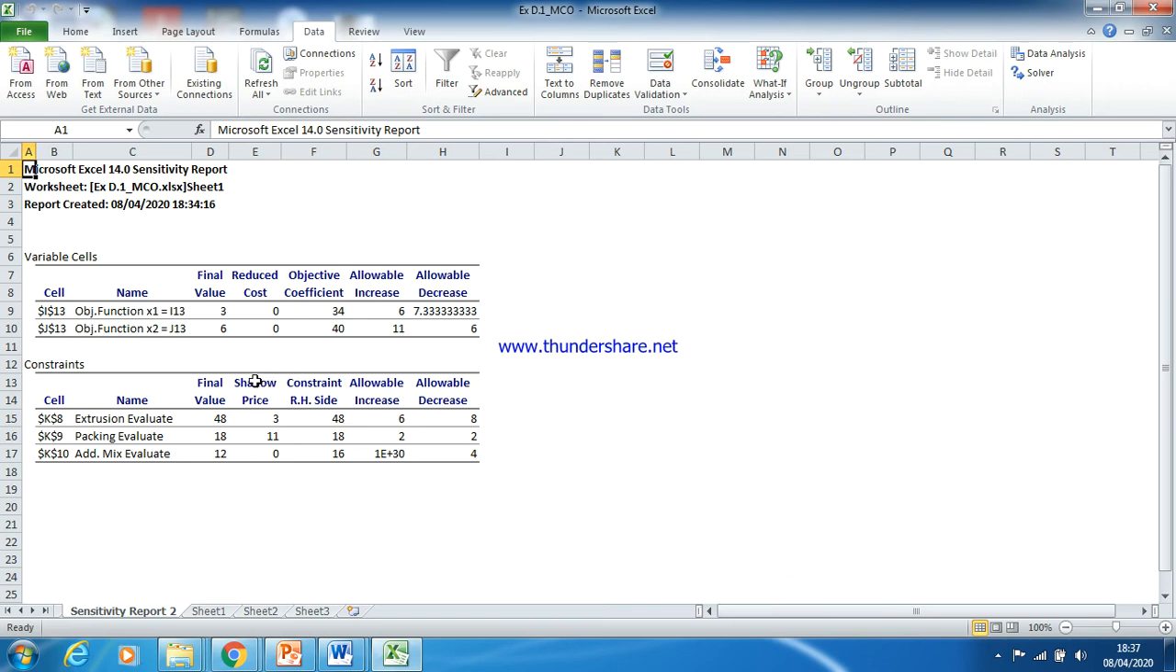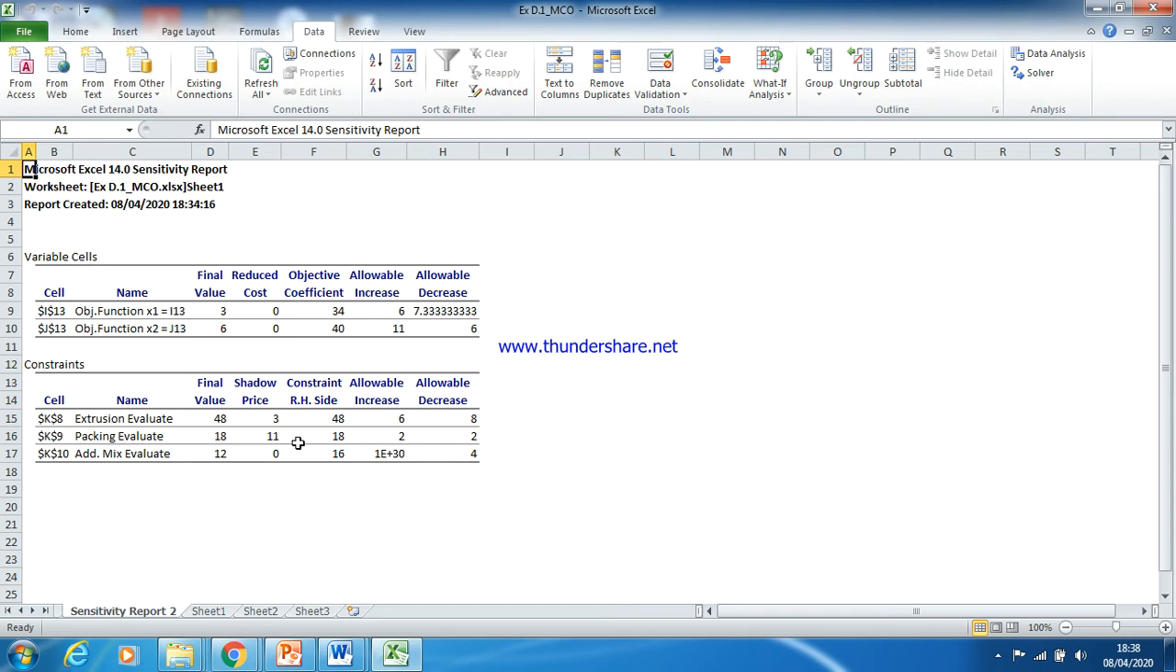The next important thing is shadow price. What is shadow price? Shadow price is the change in the objective function if we increase one unit of this constraint. So if I make it 49, my objective will increase by 3. If I increase by 10, this becomes 58, then the increase in the objective function will be 30. Similarly, the final value for this is 18. If we increase by 1 unit, we will increase the objective function by 11.